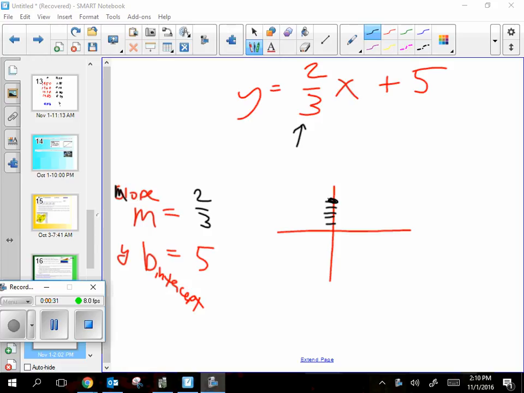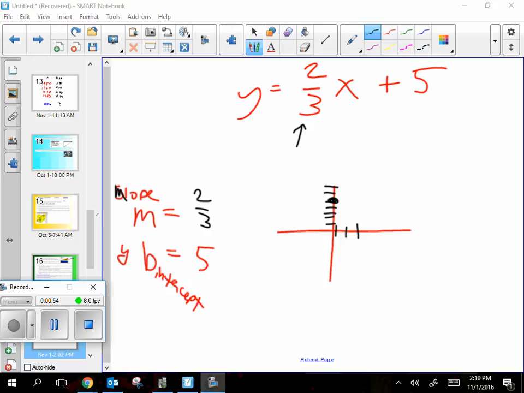How many of you put a dot right there on the graph? Okay, then you did it right. That's where 5 would be. Now, you could have the marks be any size you want, but you're sketching it just on your paper. And then the rise over the run is 2/3. That means I need to rise 2 and run 3.